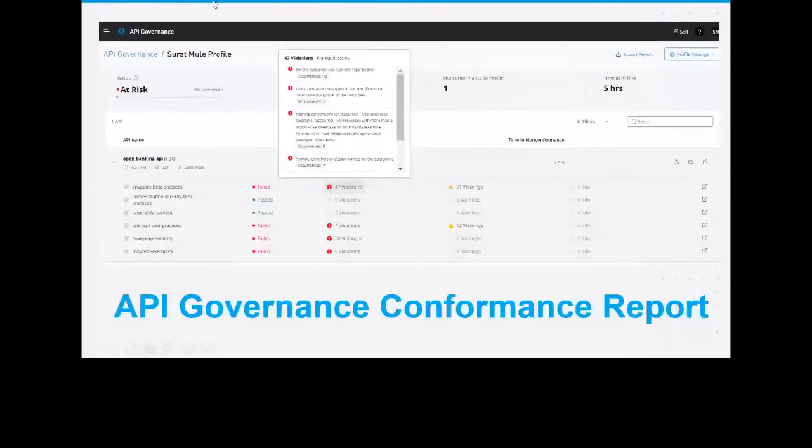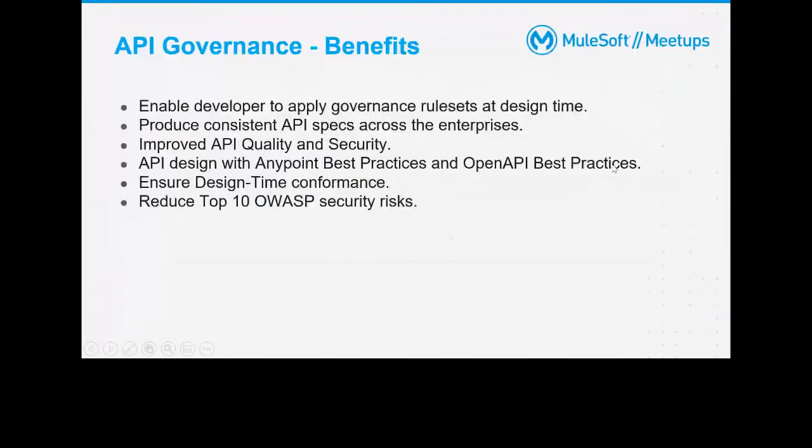Once your API has been scanned, it will generate the report. Basically, you have to create an API governance profile, and in that profile you can filter what kind of APIs need to be scanned with it. It will finally give a report like this, and it will also generate an email.